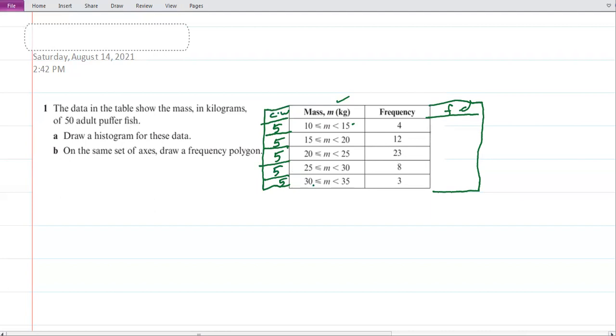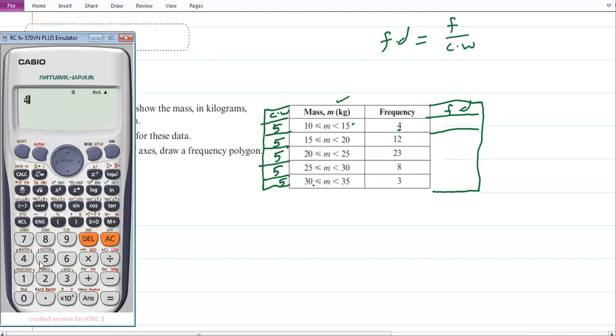Now we will find the frequency density for each class. This is the formula for the frequency density. Frequency density is equal to frequency over class width. Frequency for this class is 4, class width is 5. So it will be 4 over 5. That is 0.8.